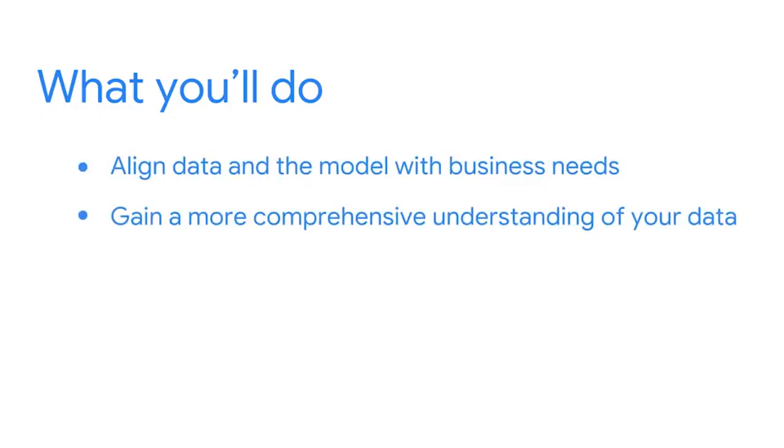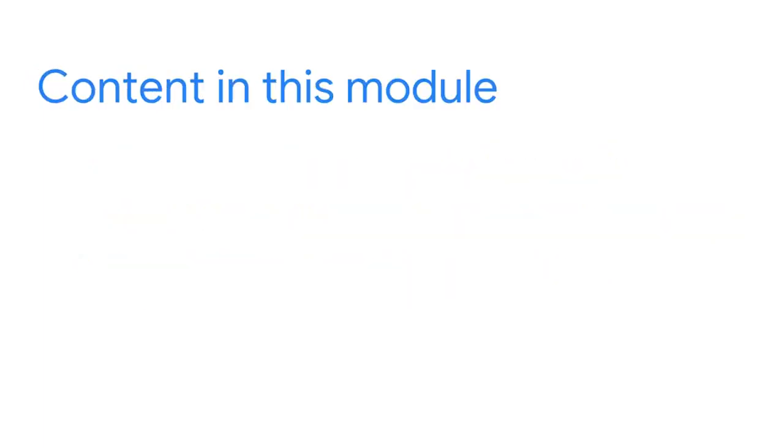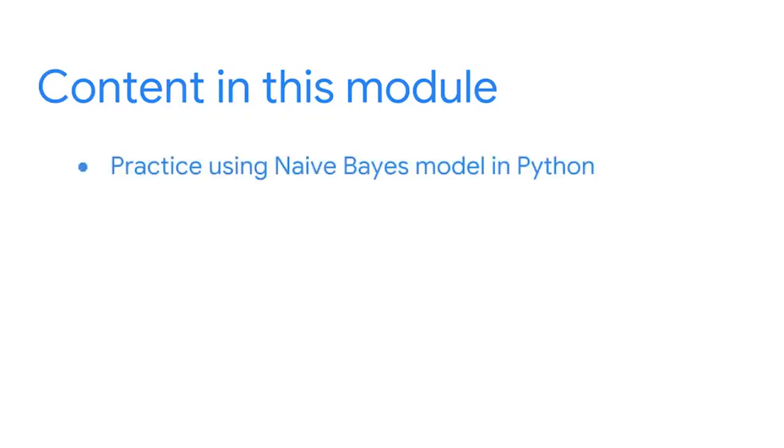Soon, we'll use it to gain a more comprehensive understanding of the data and prepare it for modeling using feature engineering and techniques to manage class imbalances. From there, we'll practice a supervised learning model using Python called naive Bayes. The goal will be to model bank customer churn rate to predict whether a customer will close their bank account.